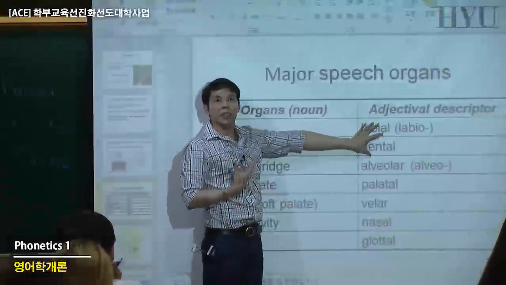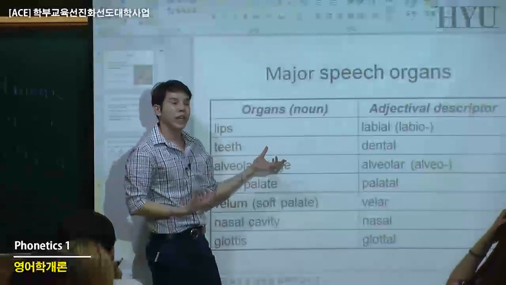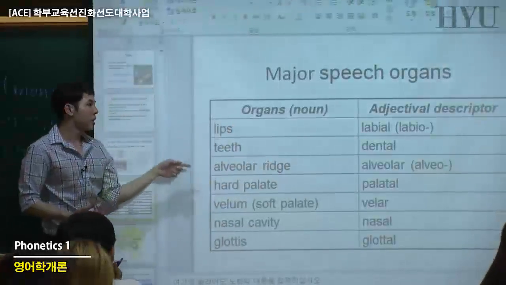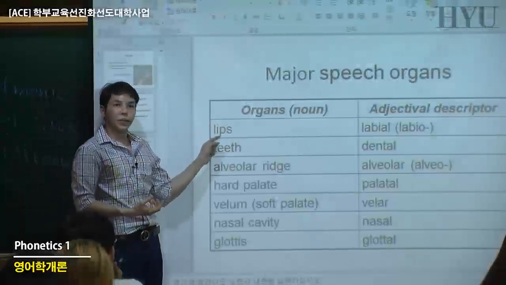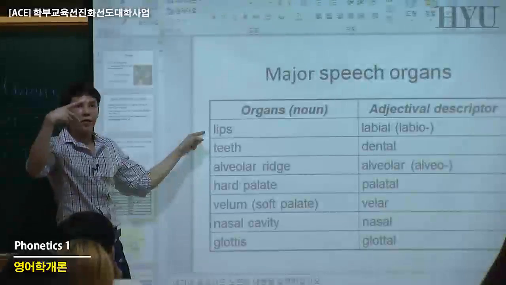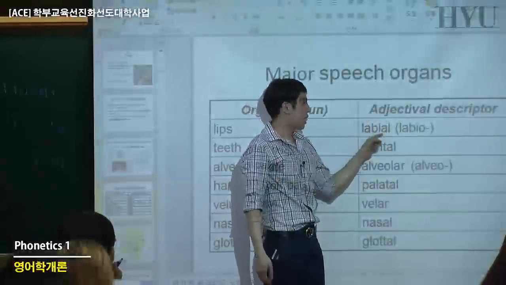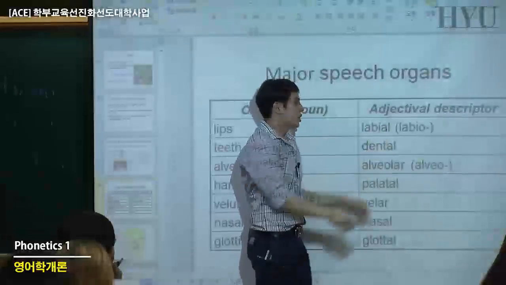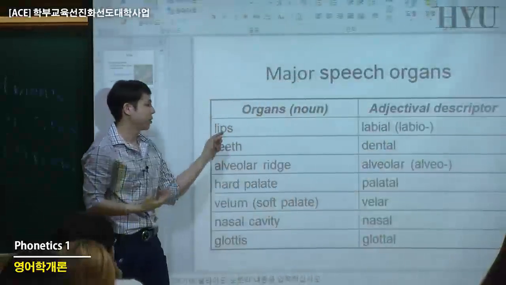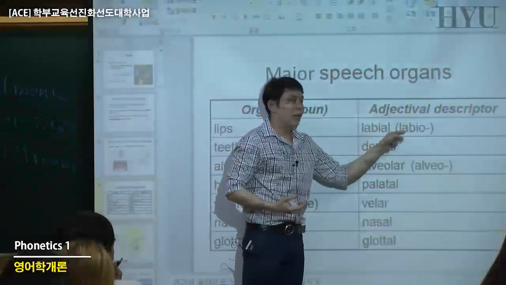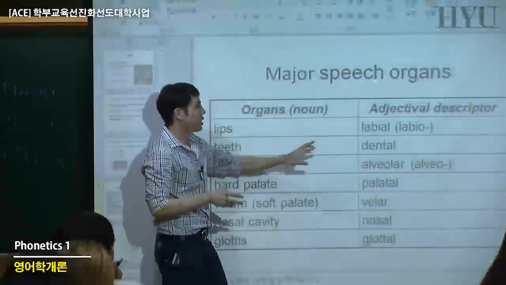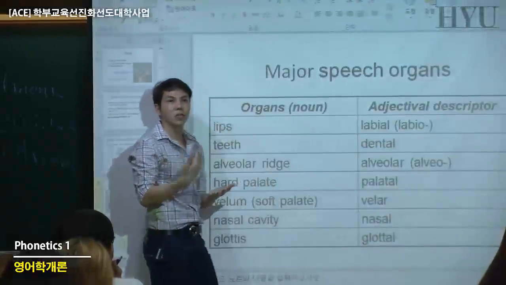There are some adjective forms that are associated with the organs that we just looked at. So the lips, the upper and the lower, you have upper and lower lips, right? We use the adjectival form labial. Labial is a Latin term which means the lips. So when you see labial, it has to do with the lips.